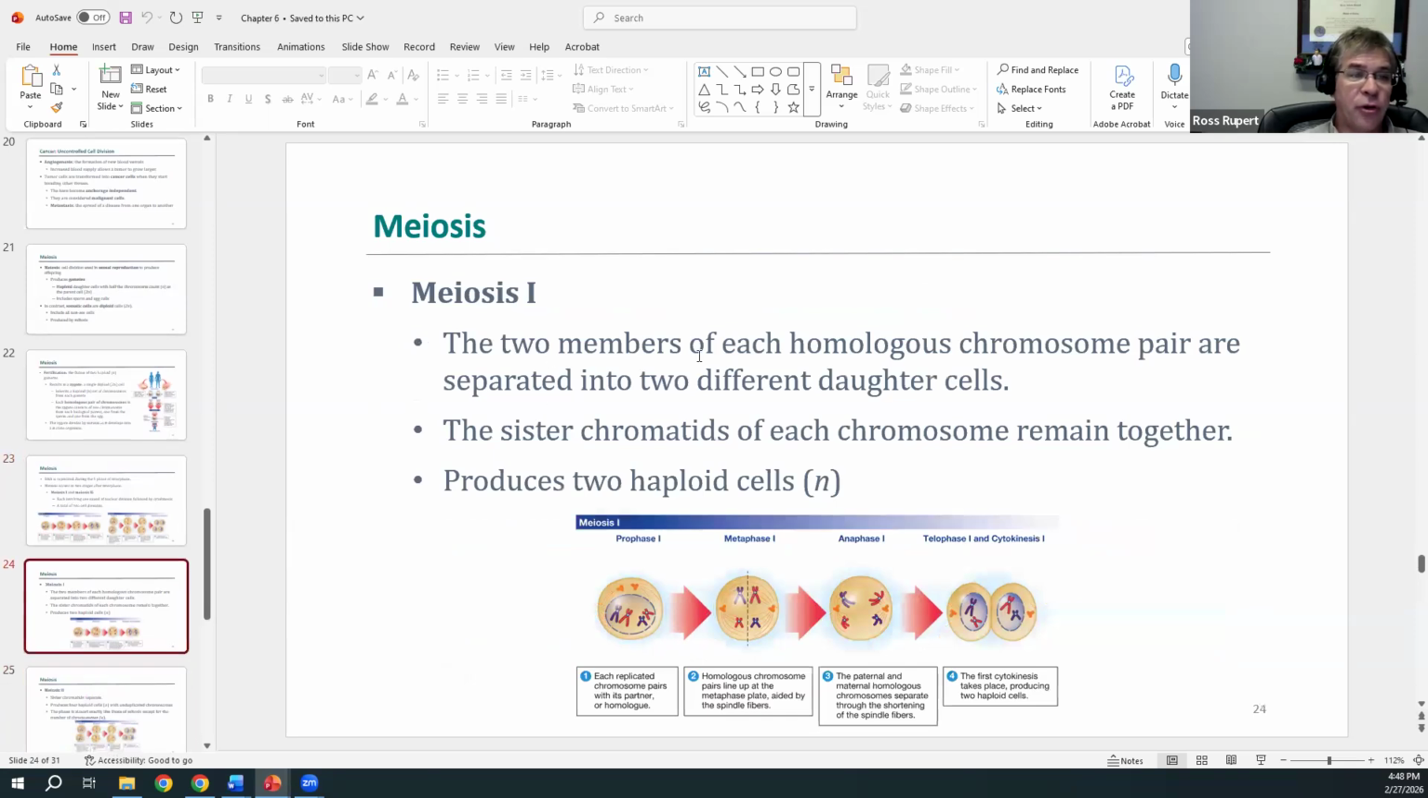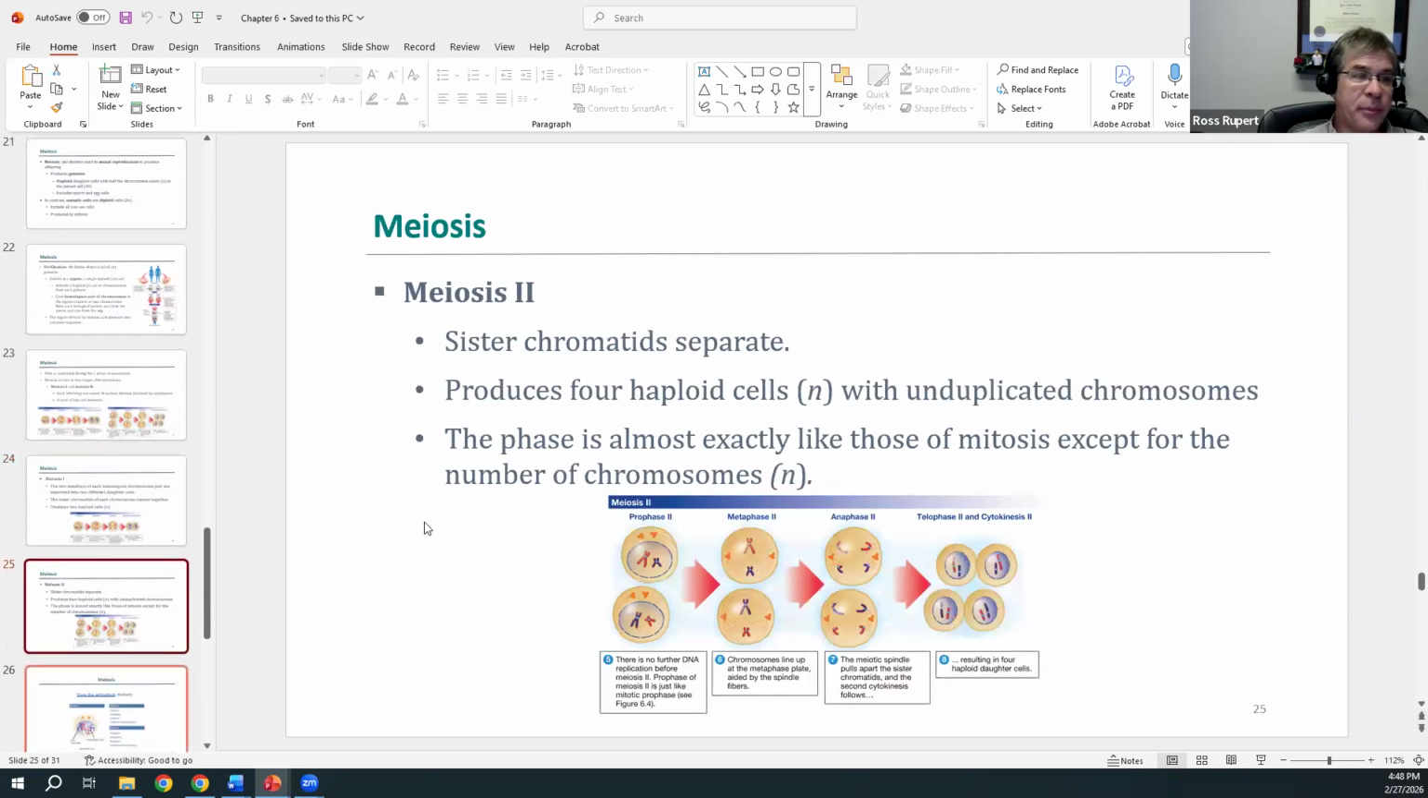Meiosis 1. The two members of each homologous chromosome pair are separated. The sister chromatids stay together, which is different than in mitosis. The product is haploid cells. So immediately at the end of the first meiotic division, you have two cells and they're both haploid. Now let's look and see what that means. In this cell, we have a total of 4 chromosomes, two big, two little. But over here, we have a big and a little. That is a haploid cell. We've lost half the chromosomes.